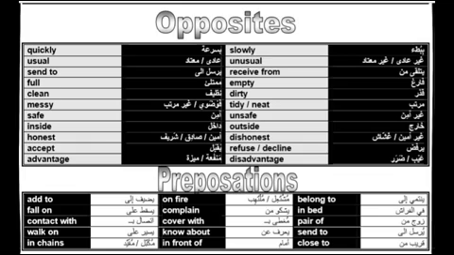Advantage, disadvantage. After the opposites, we have prepositions, and all of you know the meaning of prepositions. Let's see. Add to يضيف إلى. On fire مشتعل أو ملتهب. Belong to ينتمي إلى. Fall on يسقط على. Complain about يشكو من, and we said all the prepositions after complain, okay, above.